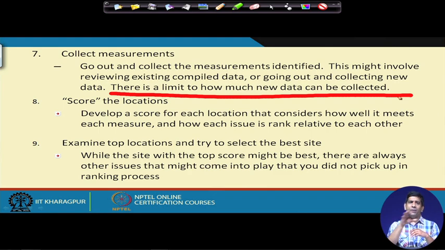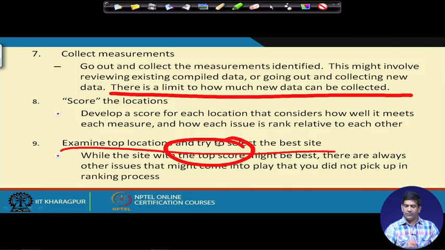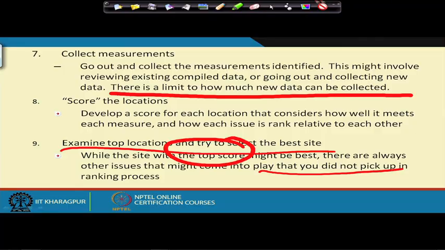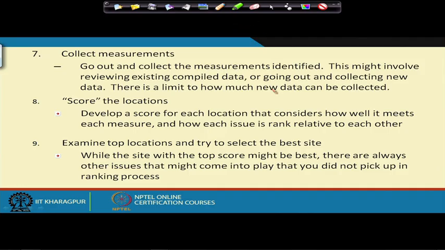For the different parameters, say you had 3 sites or 4 sites, A, B, C, D, you add all these scores, and then you come up with a total score, and then you try to examine the top locations and try to select the best site from there. So you will have this score. Many times it may happen that while you have this top score, the site might be the best, but it is not all. There could be some other issues that come into play, and you may not pick the top one. You may pick the second one, or another. So basically that depends on how things are at the local level. So this is how essentially the process works in terms of doing this site selection.